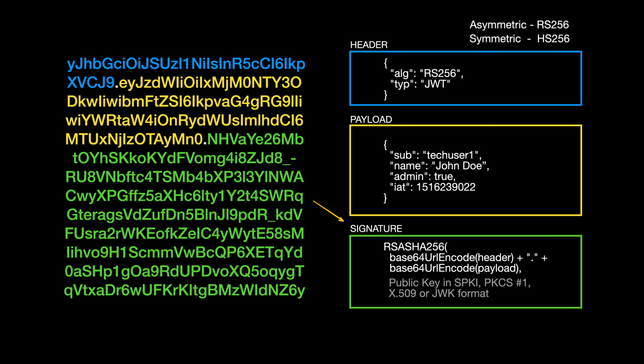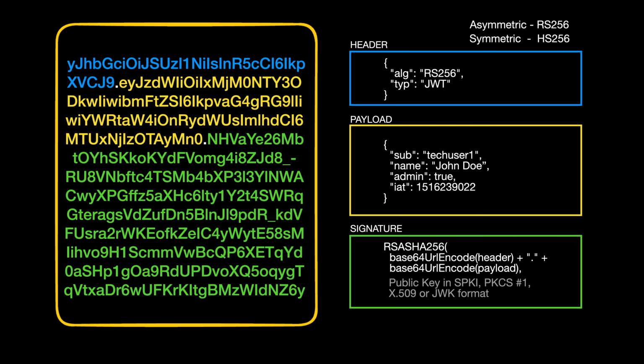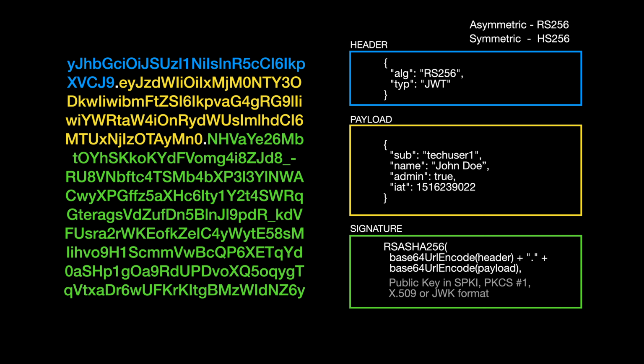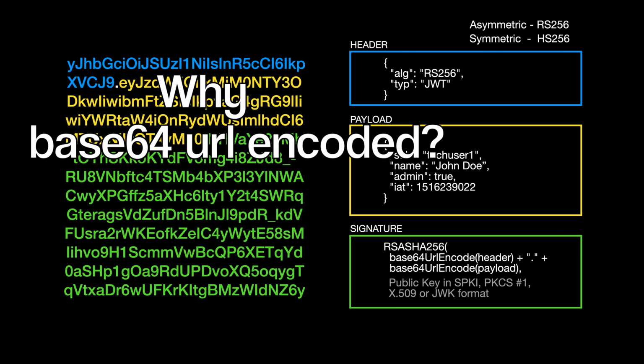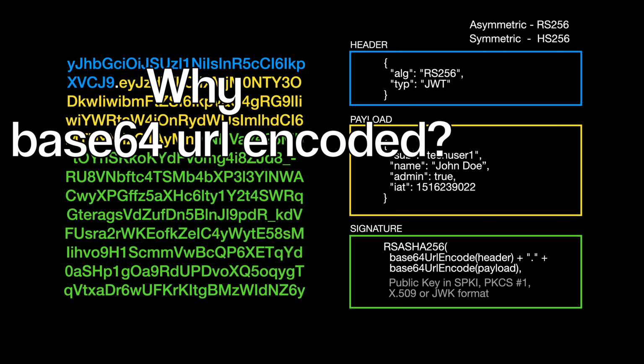The signature is applied on the base64 URL encoded header and the base64 URL encoded payload, using the algorithm that is specified in the token header. And this is our final token. It consists of three parts divided by dot: the base64 URL encoded header, the base64 URL encoded payload, and the base64 URL encoded signature. But what is the point of using base64 URL encoded data?